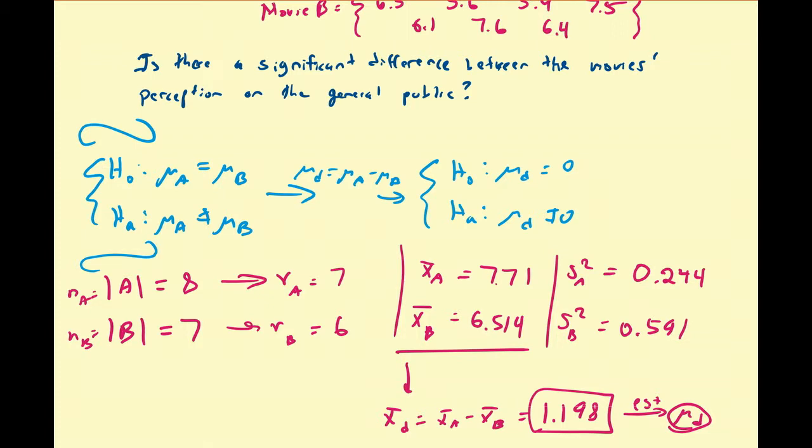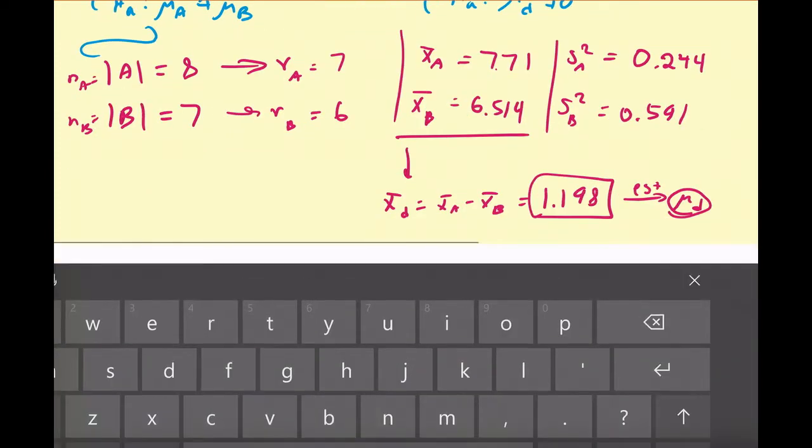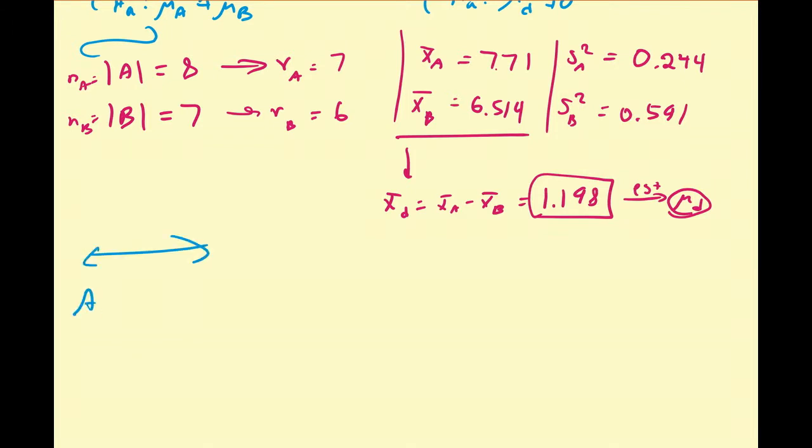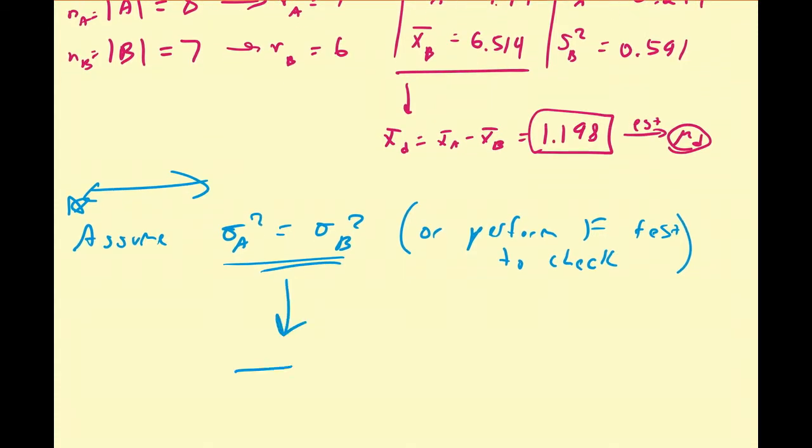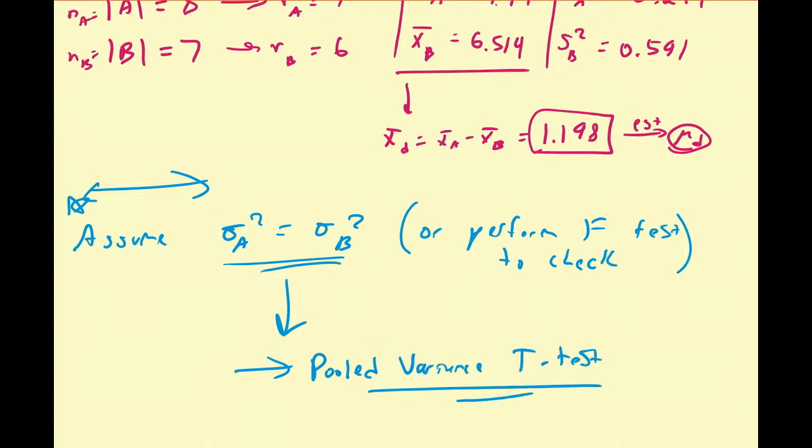All right, so for the sake of this example, let us assume that sigma A squared is equal to sigma B squared, or you could perform an F-test to check. But for the sake of this example, let us assume that the variances of these populations are about the same. If we make this assumption, then we can use what we call a pooled variance t-test.